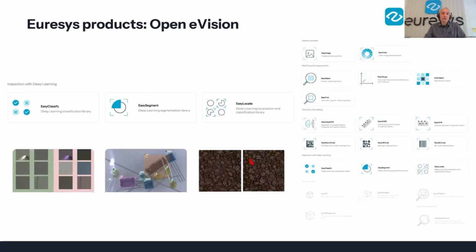In the deep learning group, we have everything you need to do classification, segmentation, and localization of objects in images. And these libraries use neural networks to perform the inference. And we also offer tools for training.